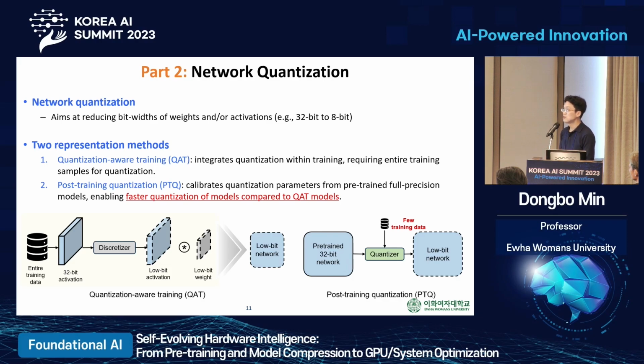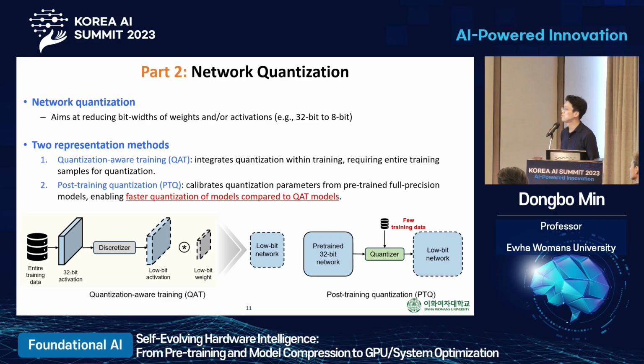Quantization-aware training, QAT, integrates quantization within the training. This is why it requires the entire training sample for quantization. This left figure represents QAT. For instance, we have an entire training data set and an original activation map. Let's apply a quantizer, and then we have a low-bit activation and each corresponding low-bit weight. And then we can get a low-bit network. So in order to do this training, we have to use the entire training data set, even for the quantization.